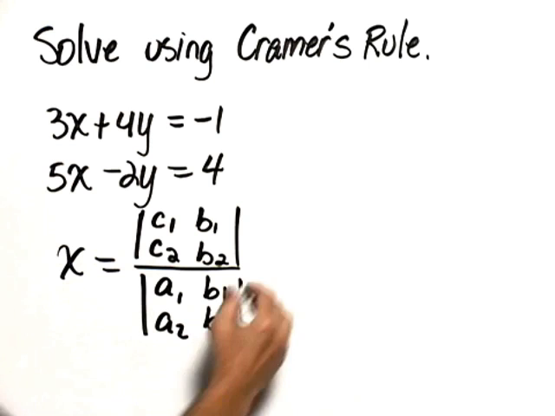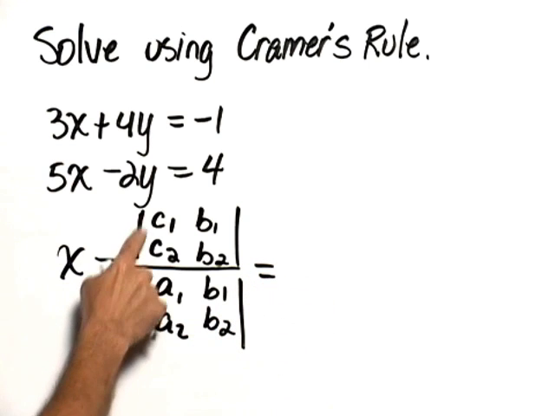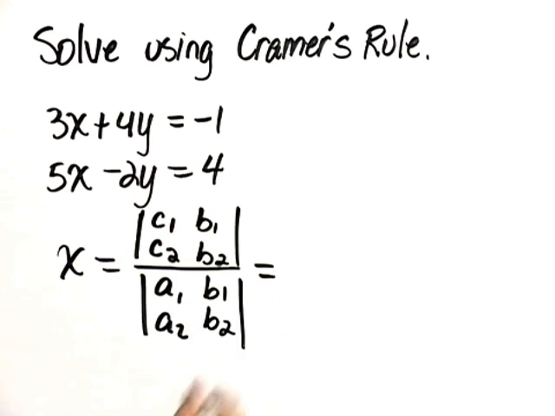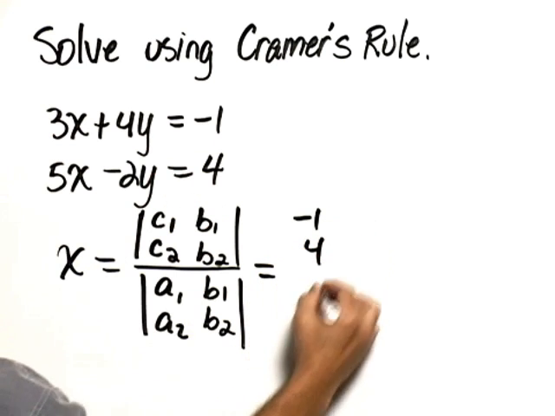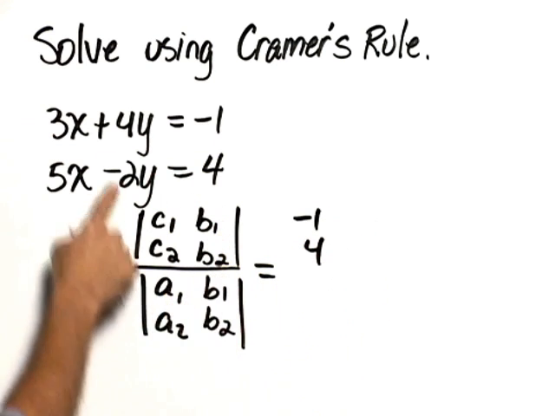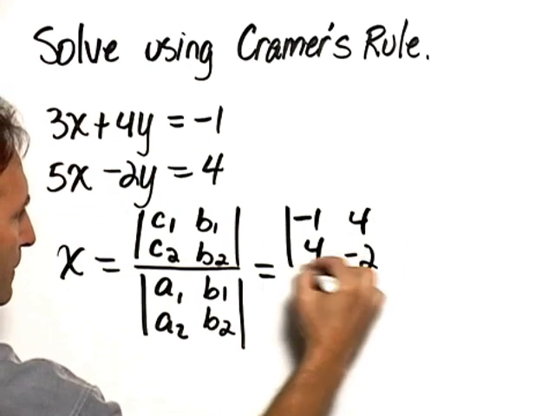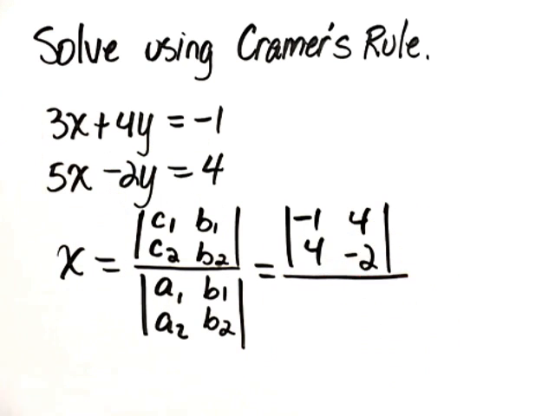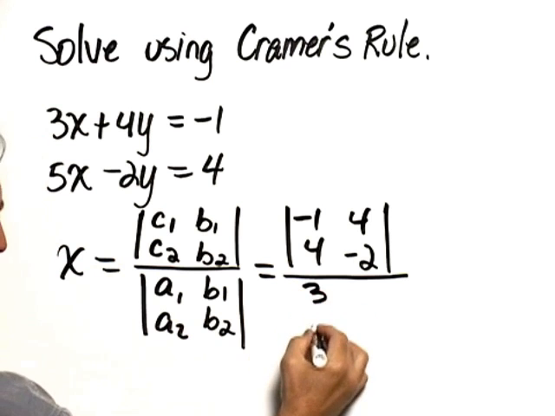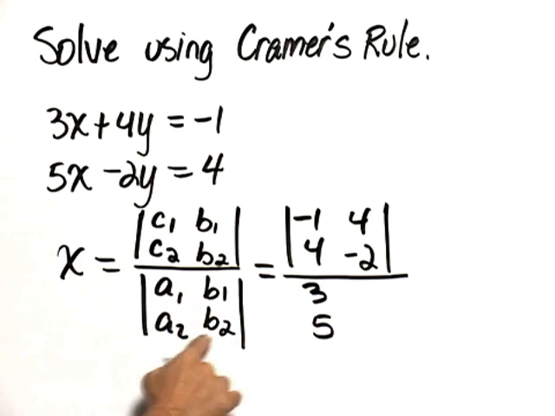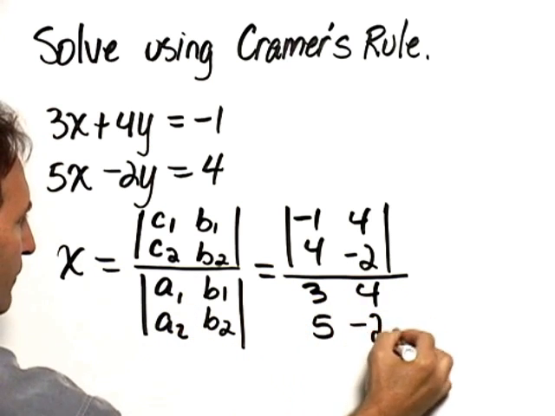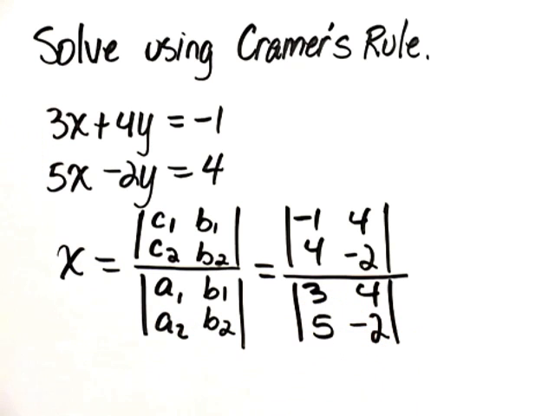This is equal to, then, making our substitutions, c1, c2 is negative 1 and 4, negative 1, 4. b1, b2 are the coefficients of y, 4 and negative 2. The determinant here is the determinant of the coefficients, so a1, a2 is 3, 5, and b1, b2, we just said, was 4 and negative 2.